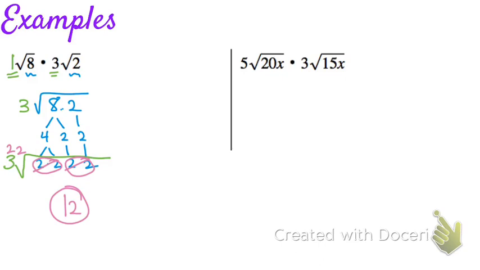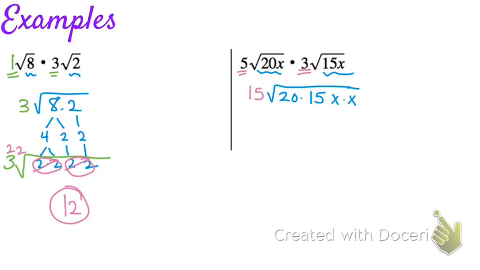Let's look at the one on the right. Let's multiply the coefficients. 5 times 3 is 15. Now let's multiply what's underneath the square root. So 20 times 15, I'm just going to leave it as 20 times 15 because again, I'm going to break those down into smaller factors. And then we have x times x.